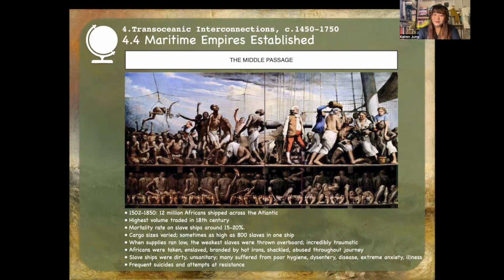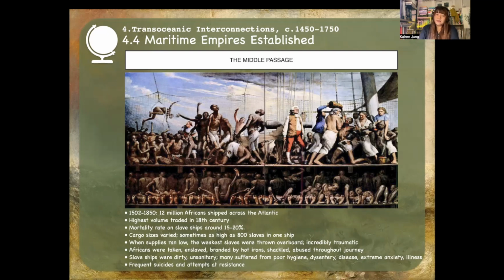That was life as a slave back in the day. Things people do to each other, huh? Cargo sizes varied. Sometimes you would have as many as 800 slaves in one ship. And when supplies ran low, the weakest slaves were thrown overboard. It was incredibly traumatic is an understatement. You were just shackled, as depicted here.